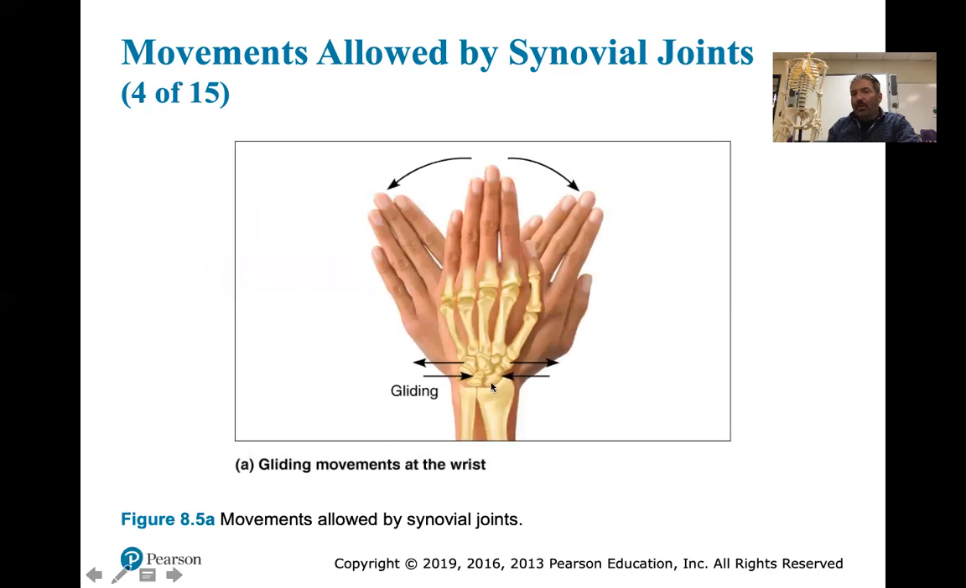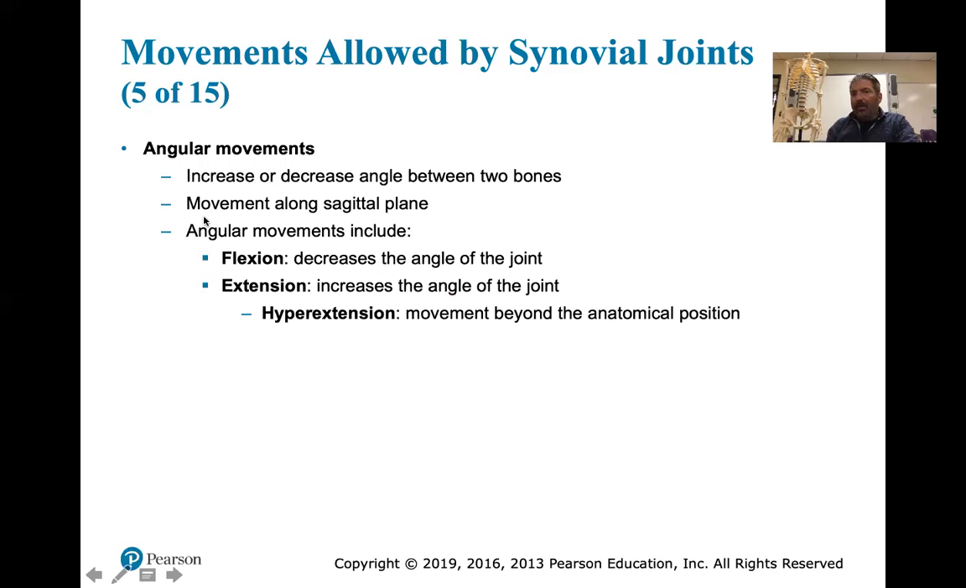So there's gliding motion. They're not really moving that much. Just a little bit of gliding motion. Angular movements increase or decrease the angle between bones. Flexion is generally always going to decrease the angle. Extension is always going to increase the angle. So if that's 180, that's 90. Flexion, I'm going from 180 to 90, that's decreasing.